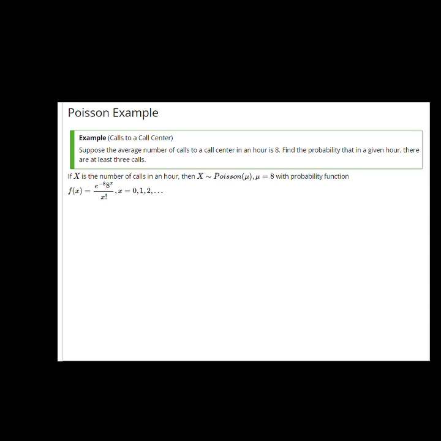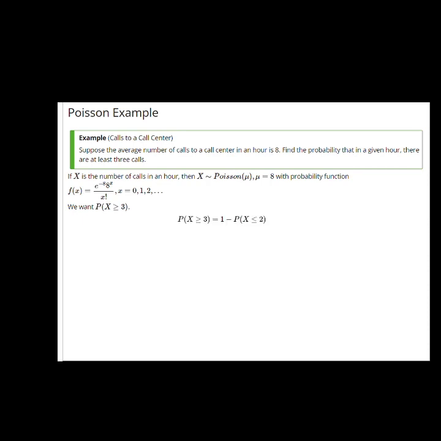X follows a Poisson distribution, and we're told what the parameter is. Mu is equal to 8 in this case. So the probability function is e to the minus mu, e to the minus 8, 8 to the power x over x factorial, again as x goes from 0, 1, 2 through the non-negative integers. We're asked to find the probability there are at least 3 calls, in other words, the probability that x is greater than or equal to 3.